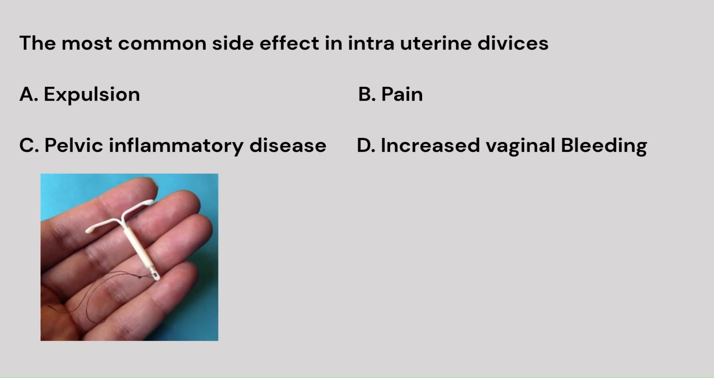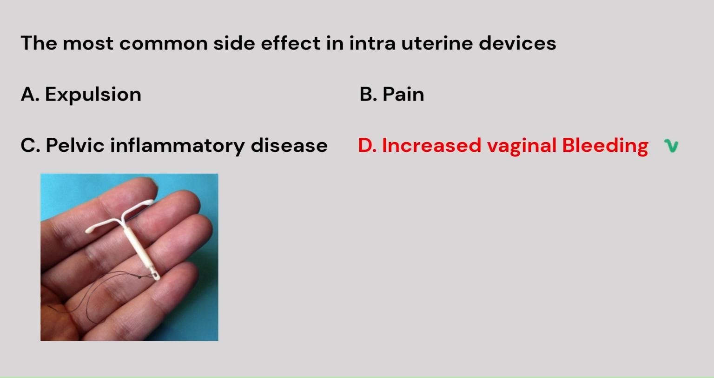Next question. The most common side effect in intrauterine devices. Option A, expulsion. Option B, pain. Option C, pelvic inflammatory disease. Option D, increased vaginal bleeding. The correct answer is option D, increased vaginal bleeding.